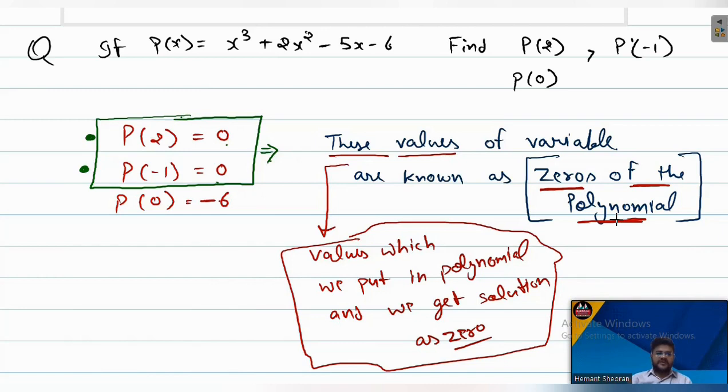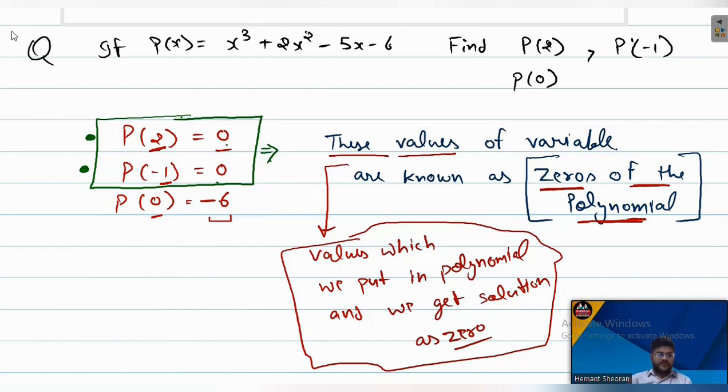Okay. So when we are substituting x equals 2, we got our answer 0. So we can say x equals 2 is a 0 of this polynomial. And in the same sense, x equals -1 is also a 0 of this polynomial. But when you put x equal to 0, it is not giving you a 0. So we can say x equals 0 is not a 0 of this polynomial. Okay. Is it clear? Good.